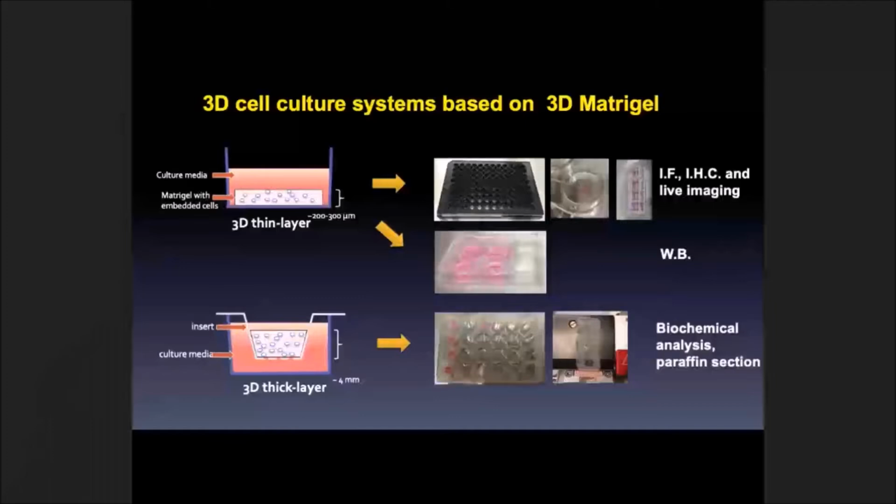And if you need a huge amount, in the end, you can even make this thick layer culture. This is about 4 millimeters thick, the size of a mouse brain. And then you can grow them and do the biochemical analysis, but also you can do paraffin sections to see what's going on. It's almost like small mini mouse brains.